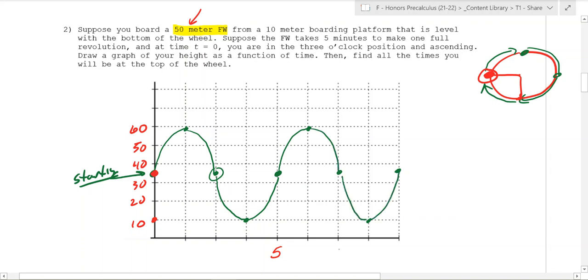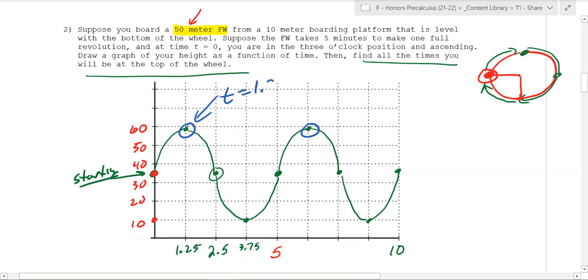So you're back at 5, 10 right here. When you break this up, you know it's going to be 2.5, and then half of that is 1.25, 3.75, and you can fill in the rest using the same breakdowns. And then it says, then find all the times you'll be at the top of the wheel. We will be at the top of the wheel here and here. So that's at time equals 1.25, and time is equal to, well, that's going to be plus 1.25, so 6.25.